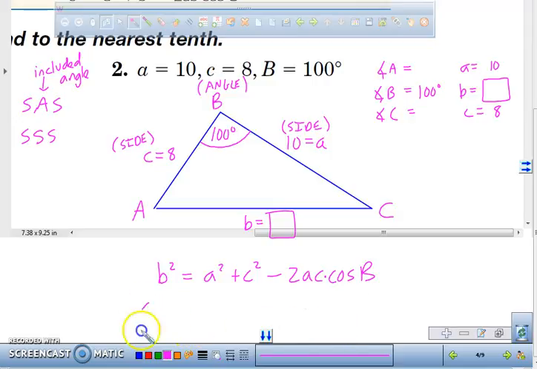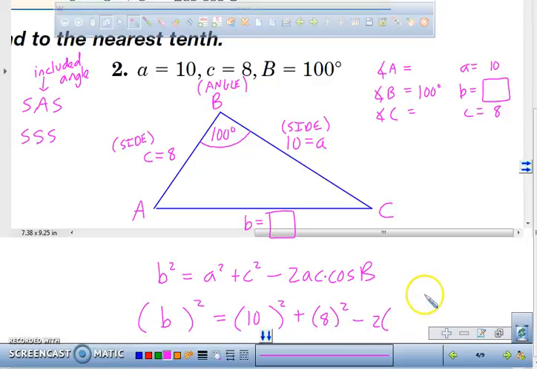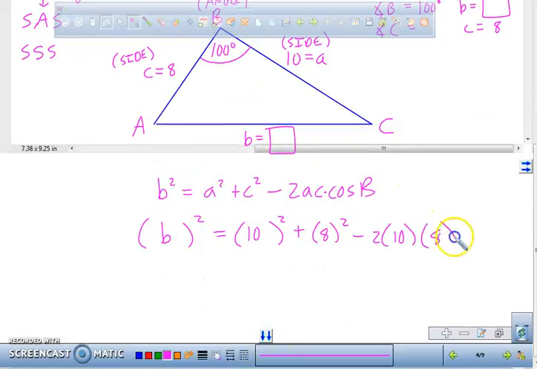Let's plug in what we have. We have b squared. Oh, no, we don't. That's what we're looking for. We do have what? A squared, which is 10. We have our c value, which is 8. And we're going to continue. Minus 2 times my a value, which is 10, times my c value, which is 8.